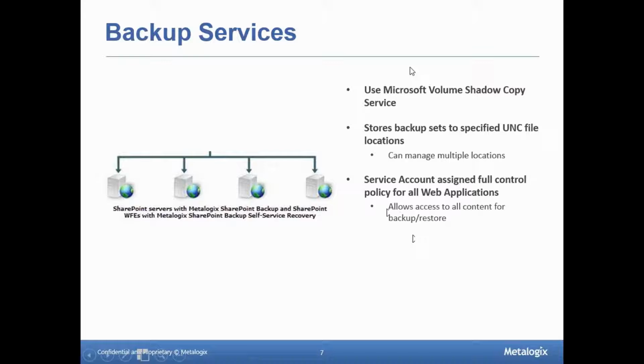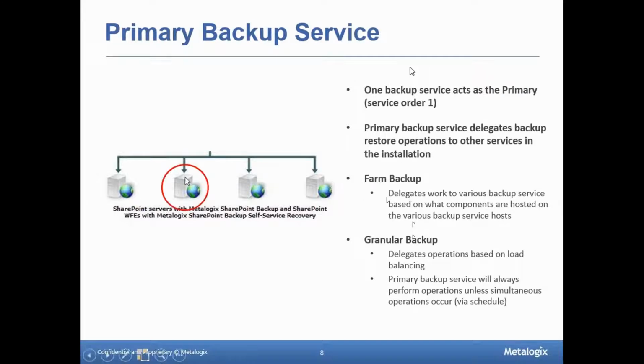Now, earlier we mentioned a primary backup service, and essentially what this means is there's one single backup service that we've designated as primary, and we give him a service order of 1, and we'll see what that means momentarily. But essentially, one of these guys is designated as the leader, quote unquote, and when new operations are submitted from the management service, this primary backup service is the first guy to get them, and then he delegates amongst his cohorts here in the backup service realm who's going to do what, essentially. So he's delegating backup and restore operations to the other services in this installation.